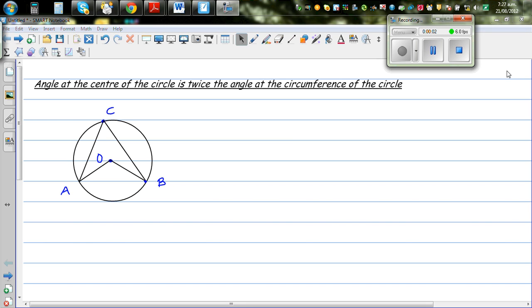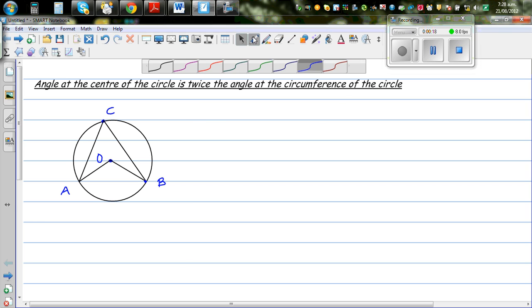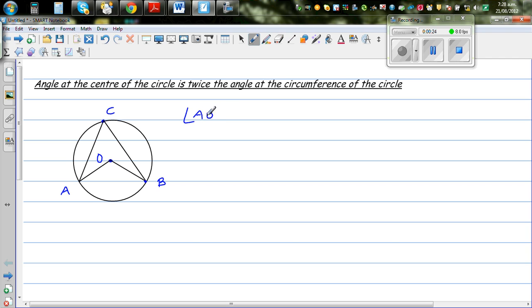In this video, I want to prove this important and simple result. This is a theorem. It says: the angle at the center of the circle is twice the angle at the circumference of the circle. So this is a circle with center O, and this angle AOB is called the angle at the center.